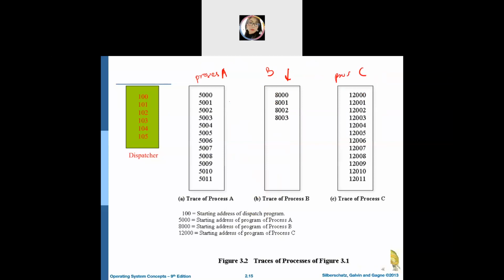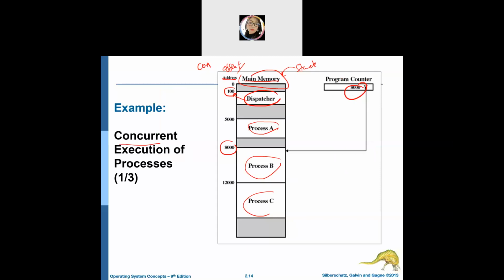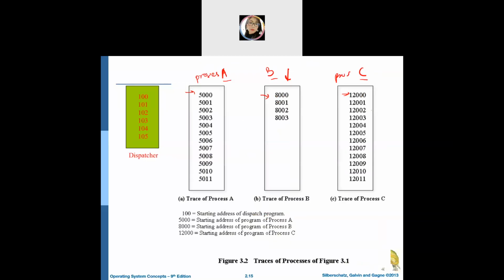So all the processes here have their own address. You can see they have their own address. That's why you can do it concurrently, at the same time. They have their own addresses. And the starting address for the dispatch program, you can see, starts at 100. And this one starts at 5000, 8000, 12000 for C. So all of these are the listed addresses for the processes.